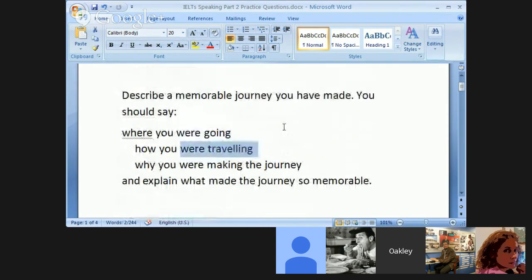Please give an example according to my topic. How can I use past continuous?